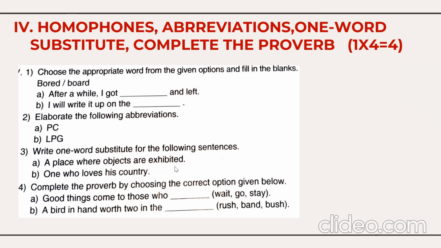A place where objects are exhibited: museum. One who loves his country: patriot. So like this, you need to write the one word. Then, good things come to those who wait. A bird in hand is worth two in the bush. So this is homophones, abbreviation, and one word substitution, and this is the completion of the proverb. Quite a typical question. You need to pay attention and give some time to those questions. You need to think a lot about which word is suitable here. Don't simply fill in the blank. So these are the 4 marks questions.